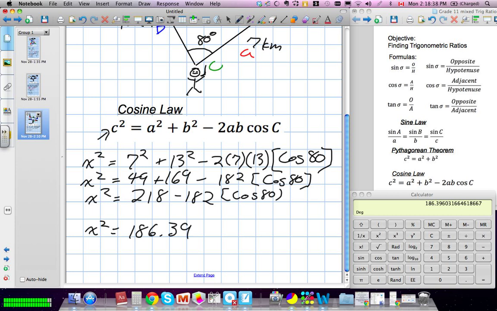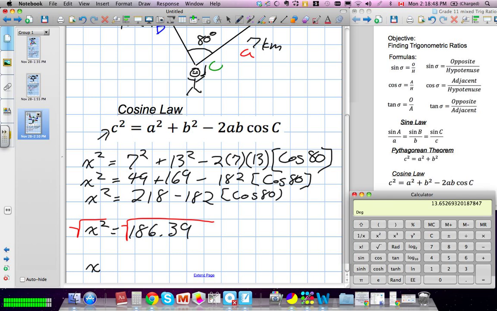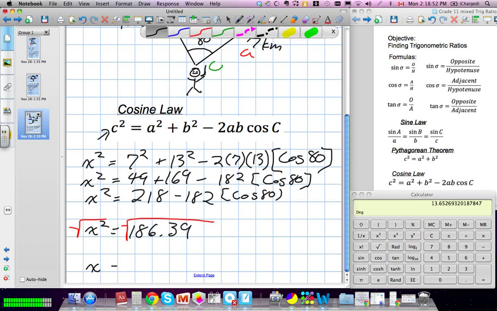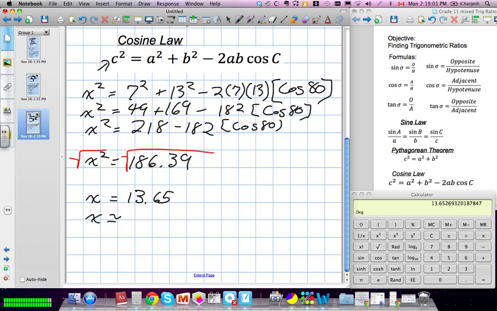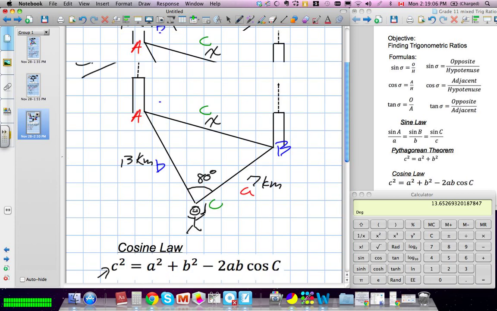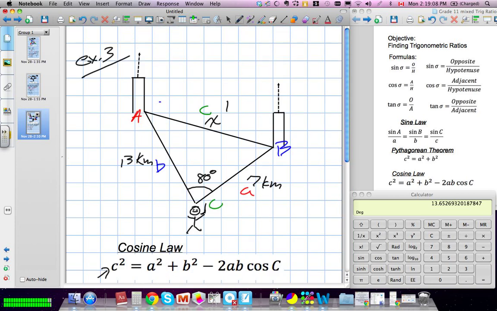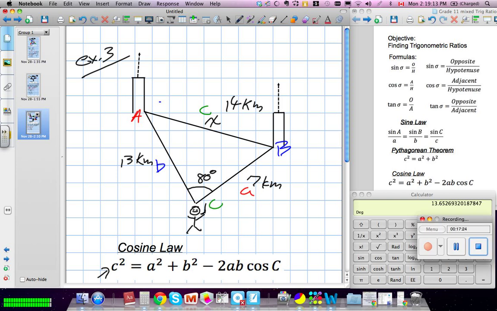Finally, after we square root each side, we end up with 13.65. Now the question asks us to round this. It asks us to round it to the nearest kilometer, so 13.65 rounds to what? Approximately 14 kilometers. So the two antennas at the beginning of this question are roughly 14 kilometers in distance from each other.